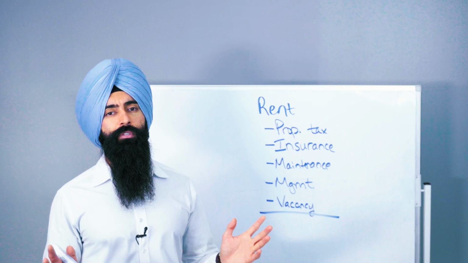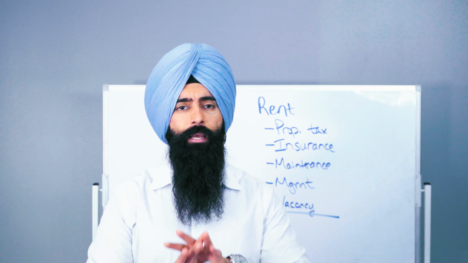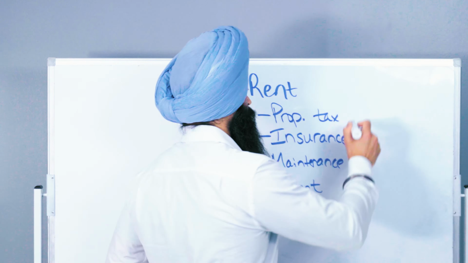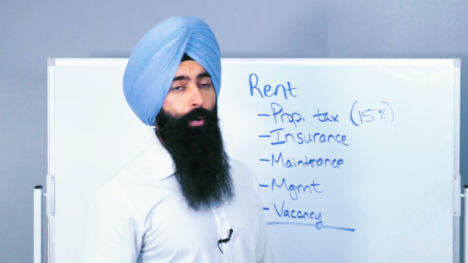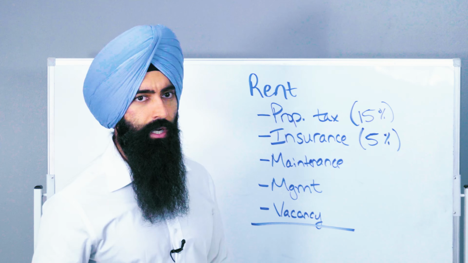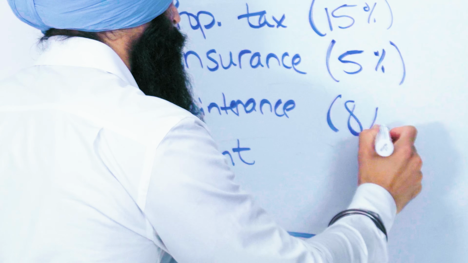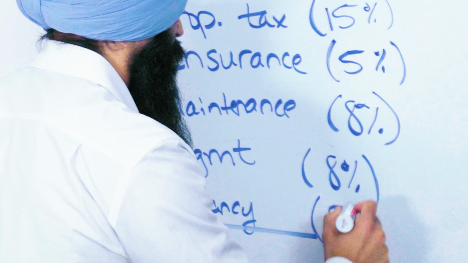Now, there's a lot of rules of thumb that you can use here, and it's going to vary city to city, state to state. But here's a general rule of thumb that you might see. Your property taxes might cost you around 15% of your monthly rental income. Your property insurance might cost you another 5% of your monthly rental income. Your maintenance might be around 8%. Your management, another 8%. And then vacancy, another 8%.